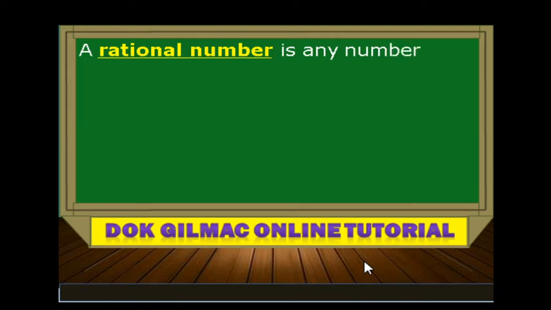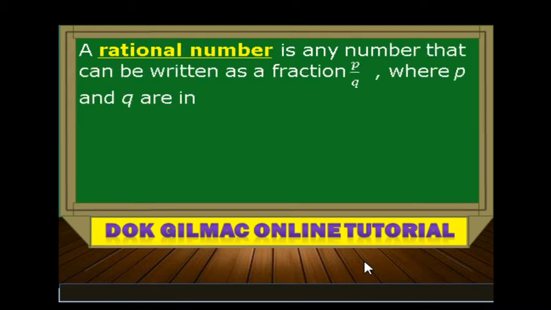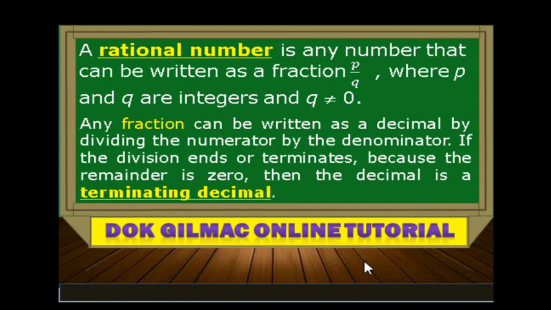A rational number is any number that can be written as a fraction p over q, where p and q are integers and q is not equal to 0. Any fraction can be written as a decimal by dividing the numerator by the denominator. If the division ends or terminates because the remainder is 0, then the decimal is a terminating decimal. So take note of that.